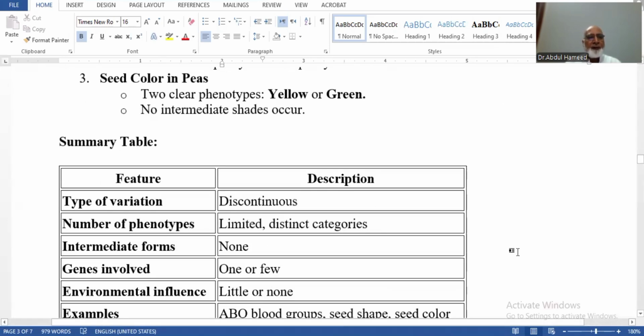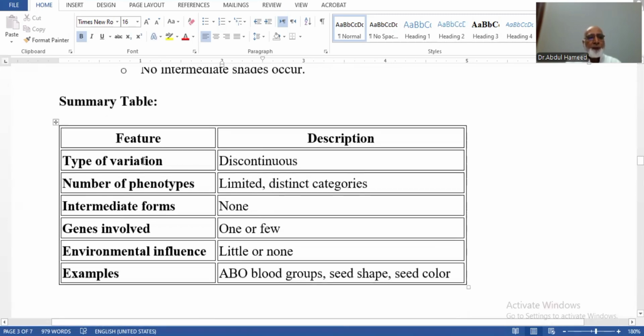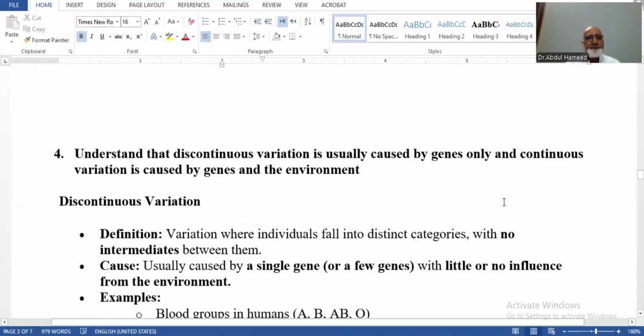So, a summary table in case of discontinuous variations. The type of variation is discontinuous. Number of phenotypes, limited and distinct categories. Intermediate, no. Genes involved, one or few. Environmental influence, very little or none. And examples, ABO blood groups, seed shape and seed color in pea plants.